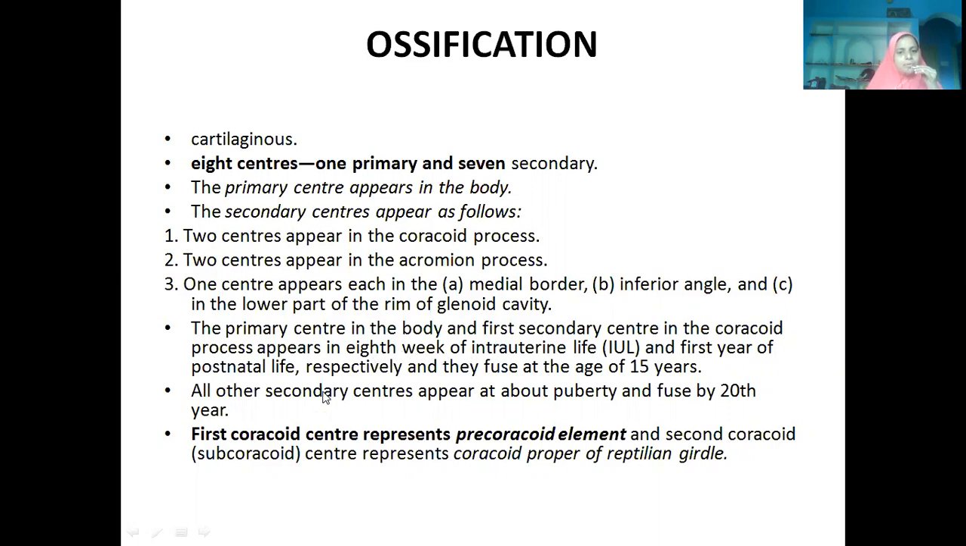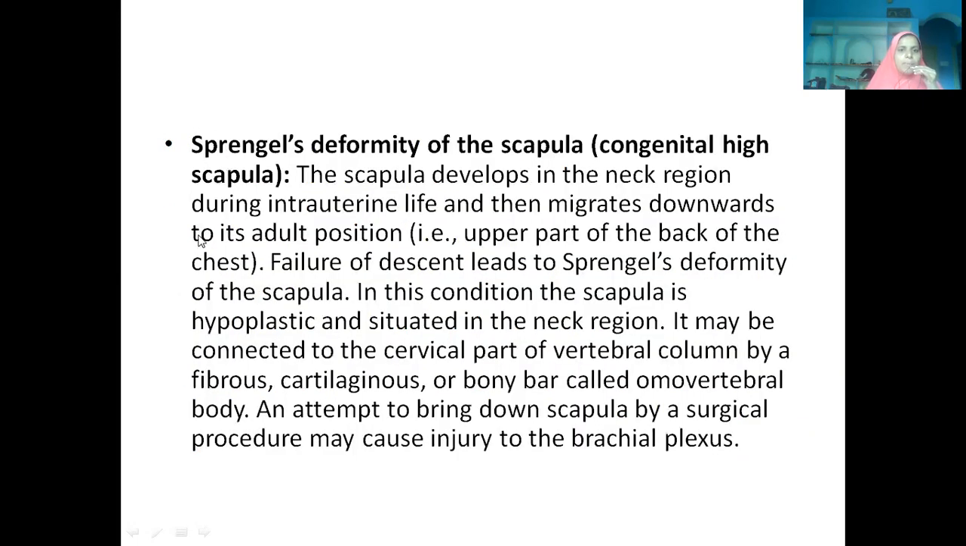Now coming to a deformity, congenitally high scapula. The position of the scapula is high, which is called Sprengel's deformity. The scapula develops in the neck region during intrauterine life, and basically it migrates downwards to the adult position. Suppose if it does not migrate to its original position, then you will see a high-lying position of the scapula, which is called Sprengel's deformity.